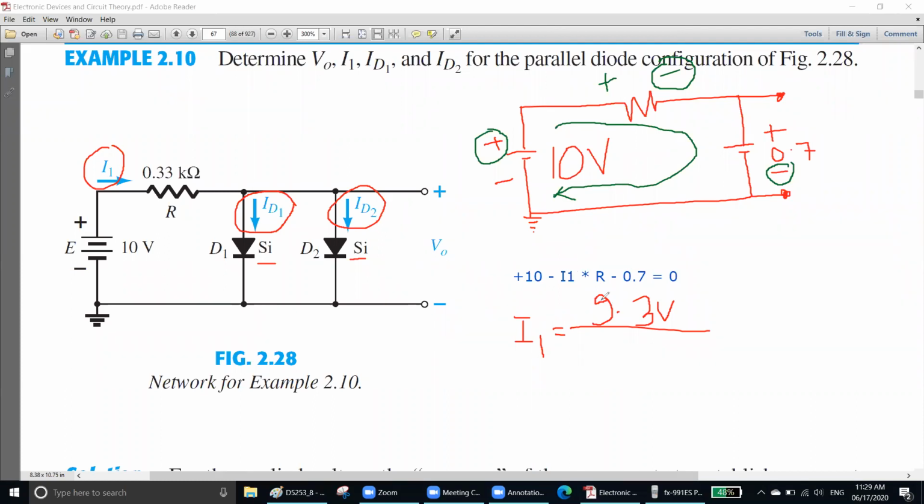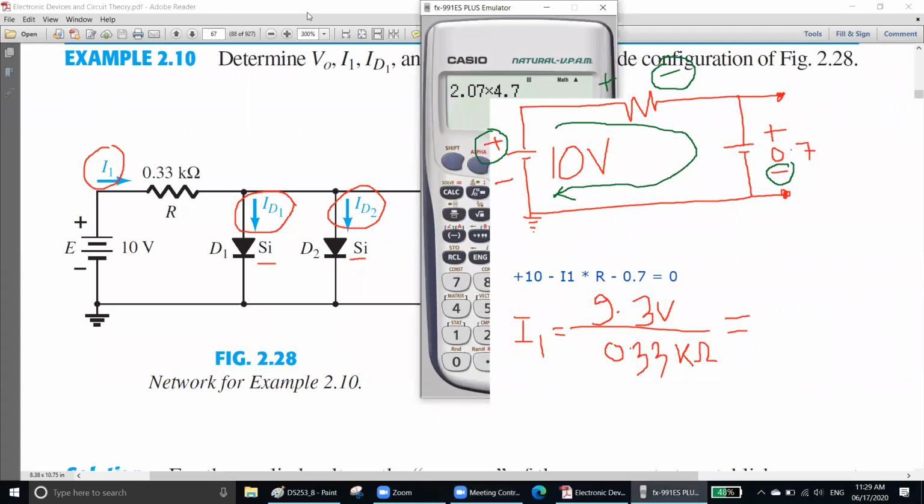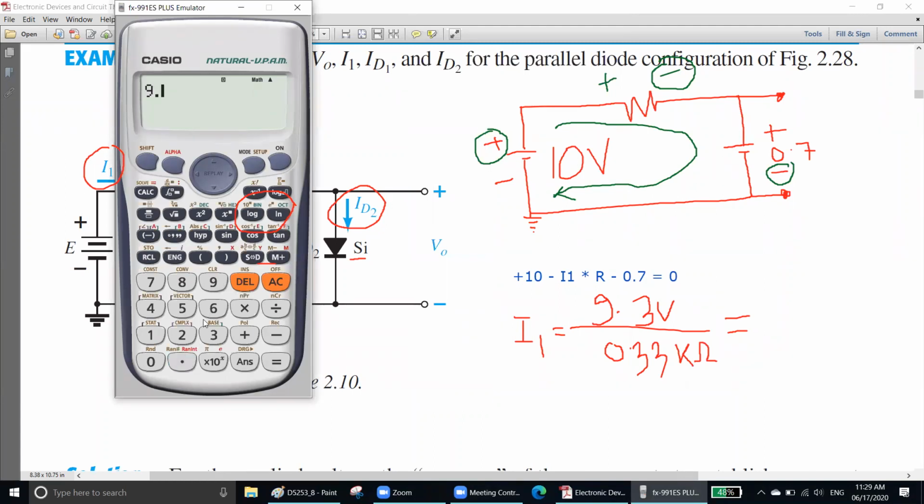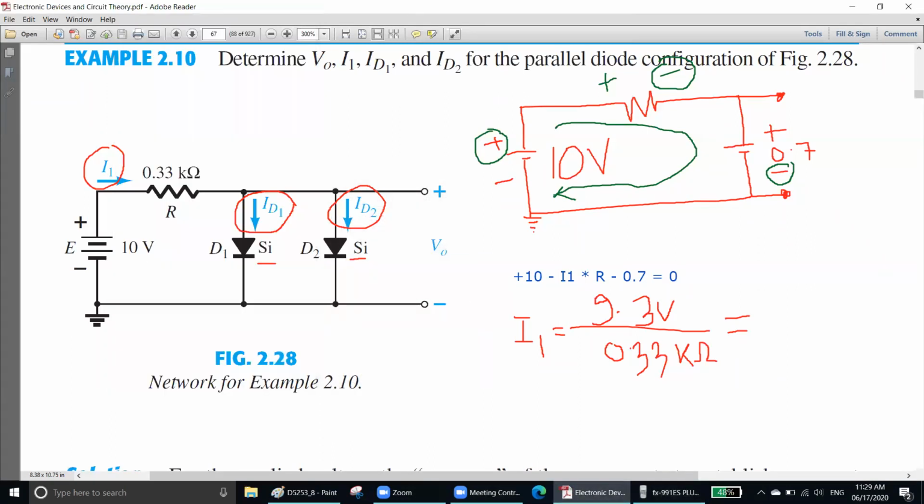Wait. R1 is 0.33 kilo ohm. From there, we can find the value of I1. Doing the calculator, 9.3 divided by 0.33. It will be in milliampere. Remember, 28.18 milliampere. 28.18 milliampere. Oh no.